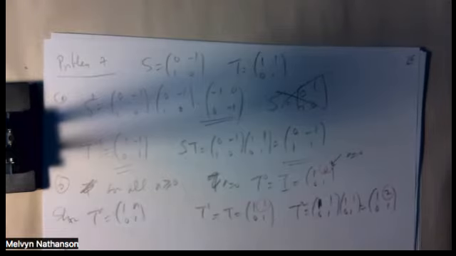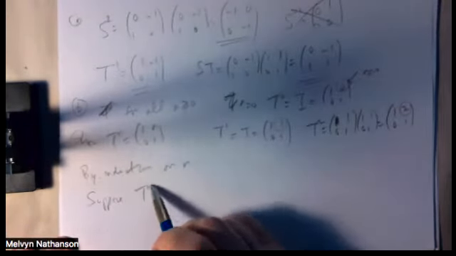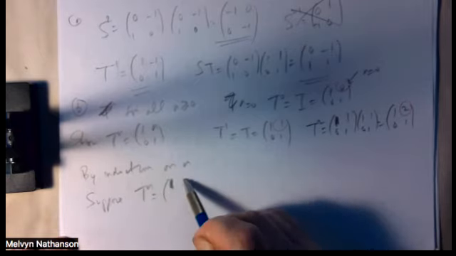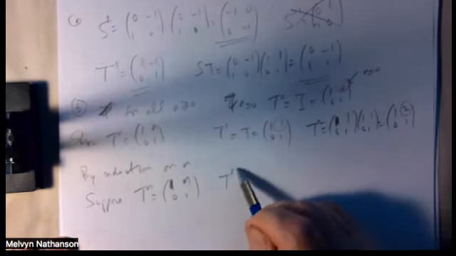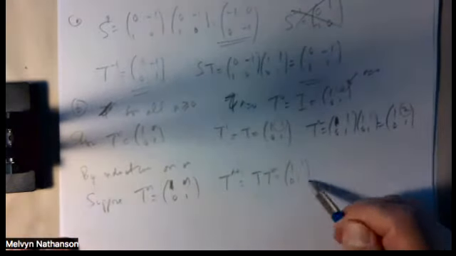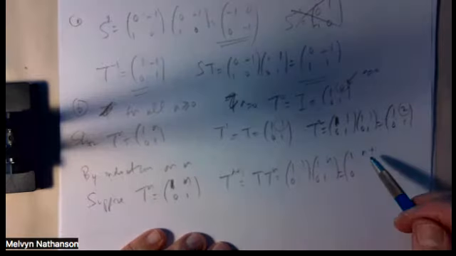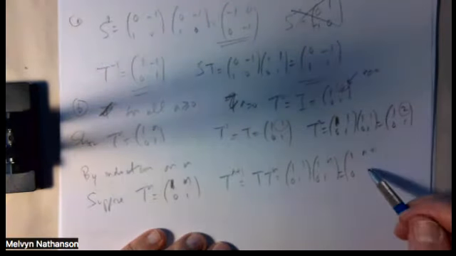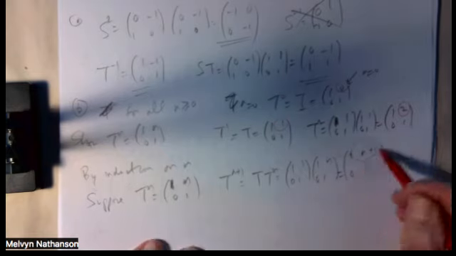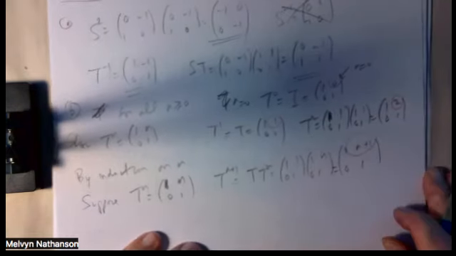So the proof is by induction on n. Suppose T to the n is 1, n, 0, 1. Then T to the n plus 1 means T times T to the n. That's 1, 1, 0, 1 times 1, n, 0, 1. When you multiply, you get 1, 0, n plus 1, 1. And you have an n plus 1 here. So the result follows by induction, and we're done.